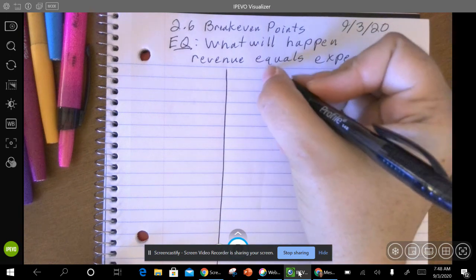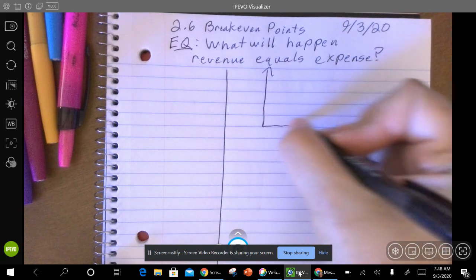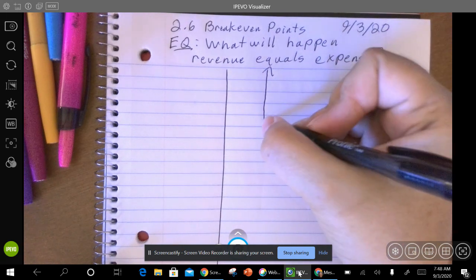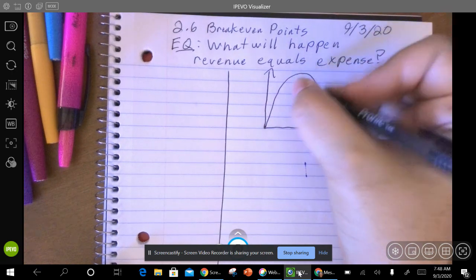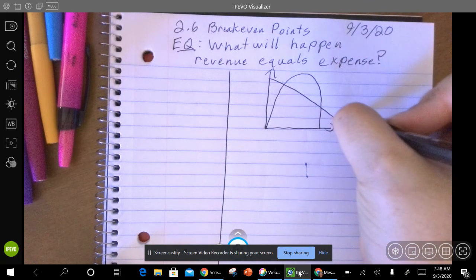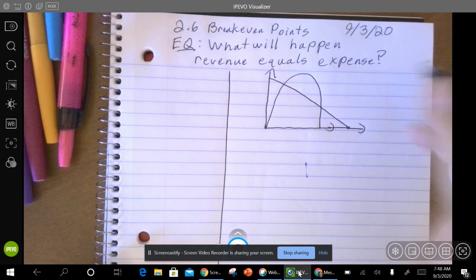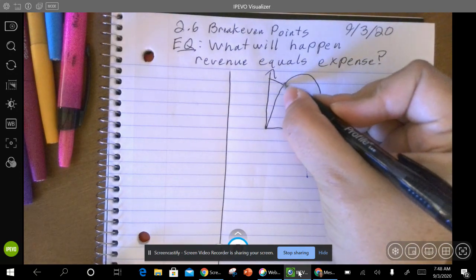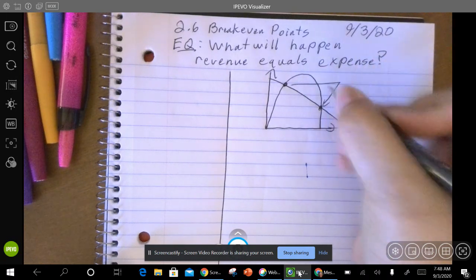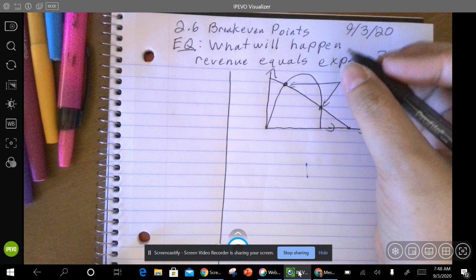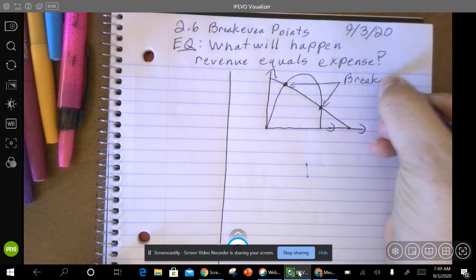Okay, so we're going to do a graph, of course. Our revenue, remember, is our rainbow, and our expense is always a linear equation. So bring that out. The break-even points are right there. It's where the revenue and the expense graphs intersect, and those are called the break-even points.